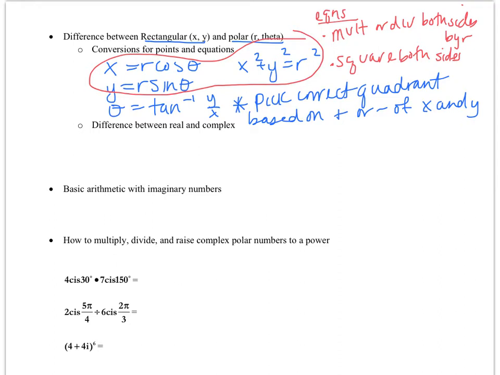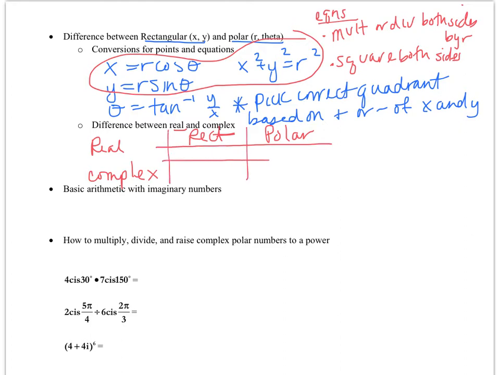Now, the big difference between real and complex, and this was something that was often confused. If we make a little chart here, we learned about rectangular and polar, real and complex numbers. Alright, so if we were dealing with real numbers, a real rectangular point would just be an ordered pair x, y, and a real polar point would be a point r, theta.